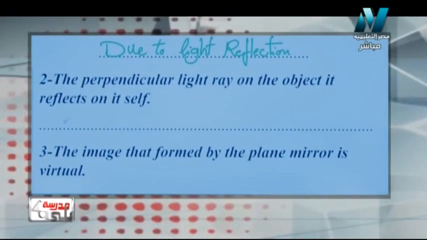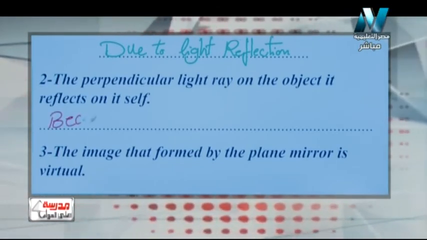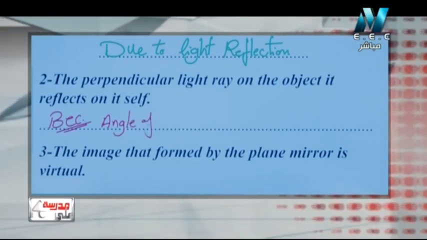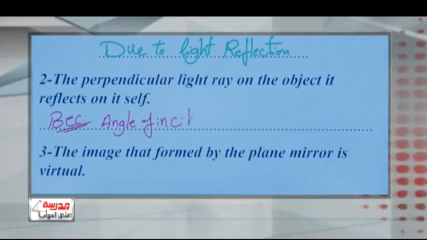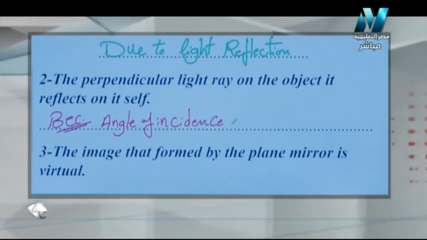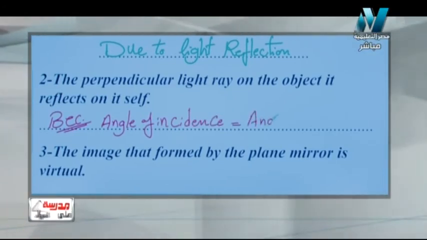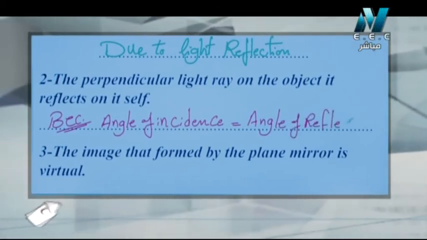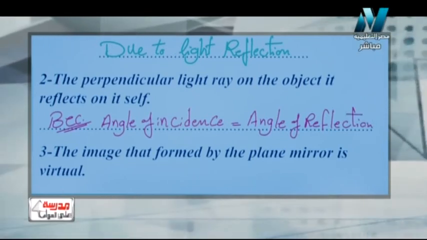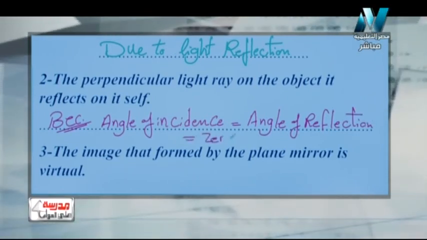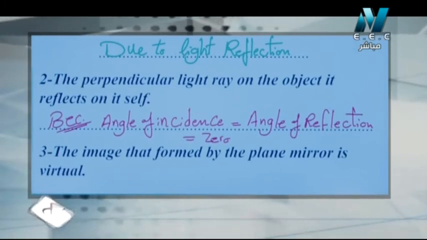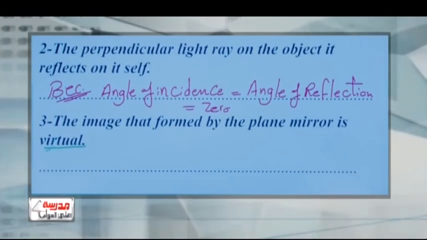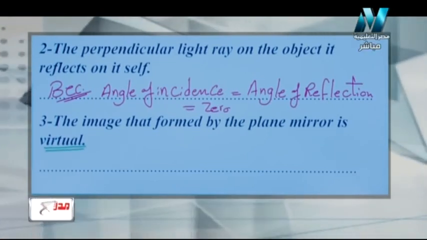Of course we know because the angle of incidence equals the angle of reflection equals zero. In this case only, it equals zero. Next one: the image that is formed by the plane mirror is virtual. Is what? Virtual.